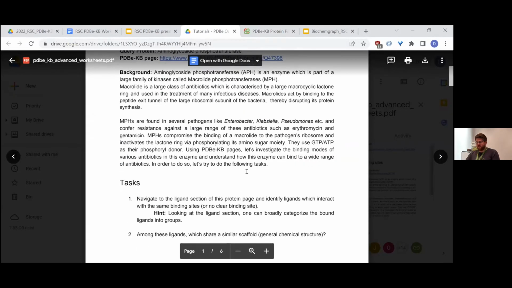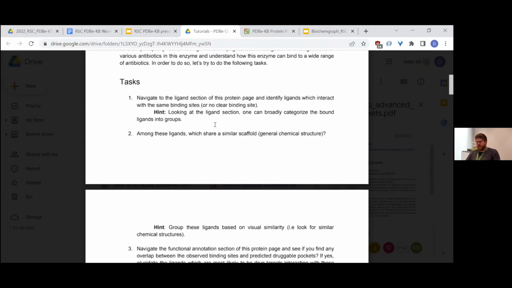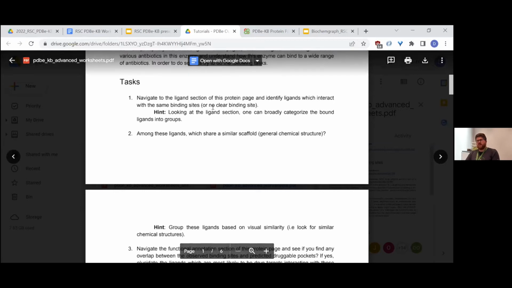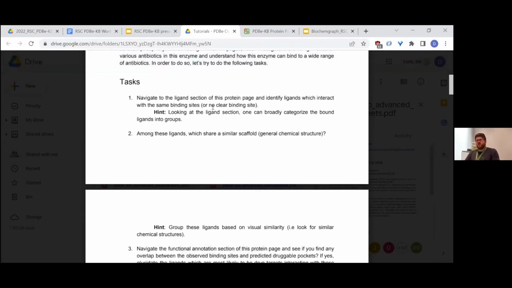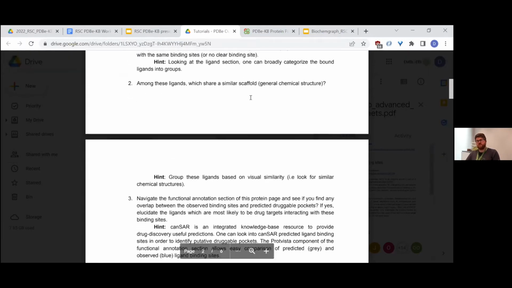It gives you a bit of a background of the case study in this example, and then it runs you through tasks where what we're trying to do here is, rather than just say this is what you do, get you to think about how you navigate these sections with a few hints to help you work out how. And although it's a bit more advanced, it might help you understand the problems a bit more, and understand how you can interpret the data from Pdbkb pages.